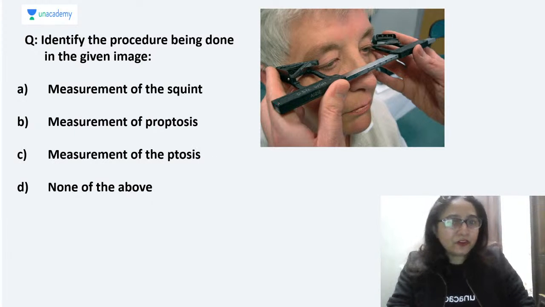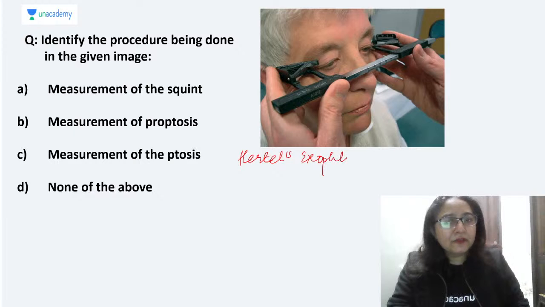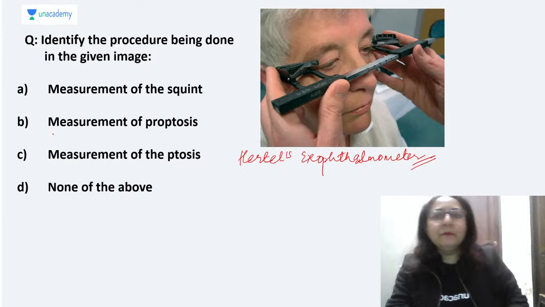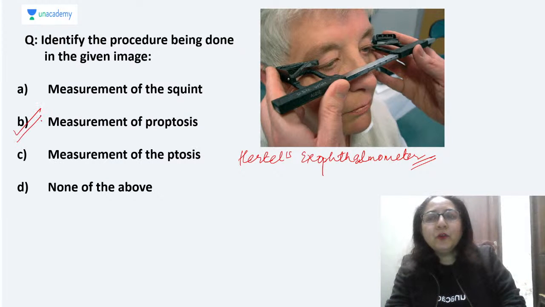Okay, so try to identify this instrument which has been placed at the outer canthi of the two eyes. This is your Hertel's exophthalmometer. The procedure which is being done is exophthalmometry, that is, for the measurement of proptosis.